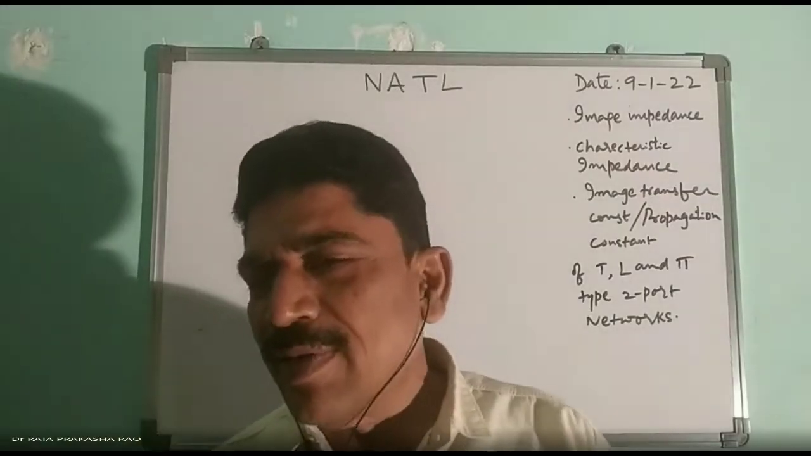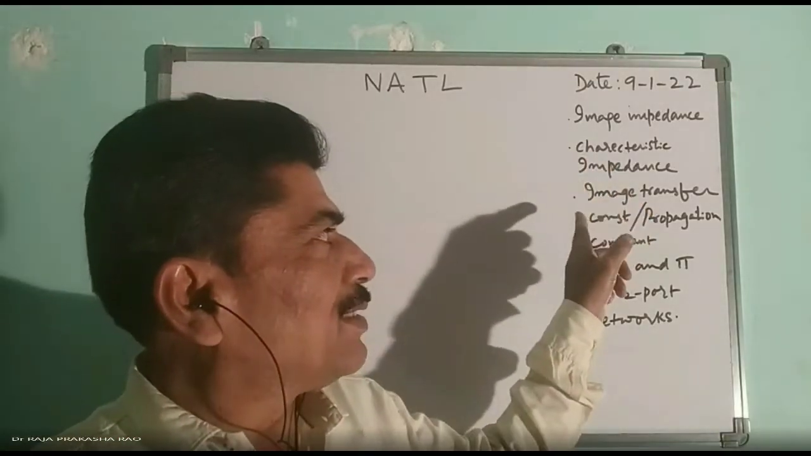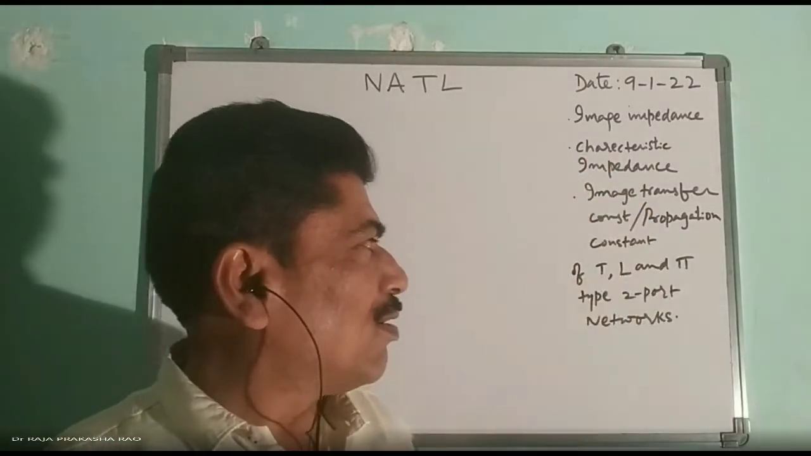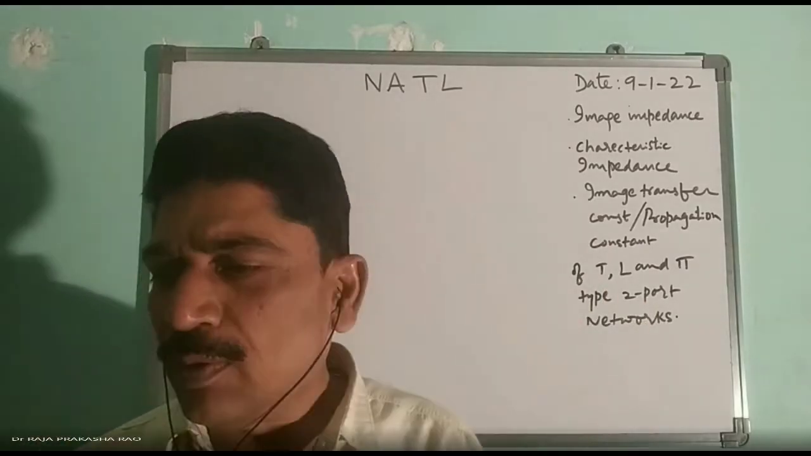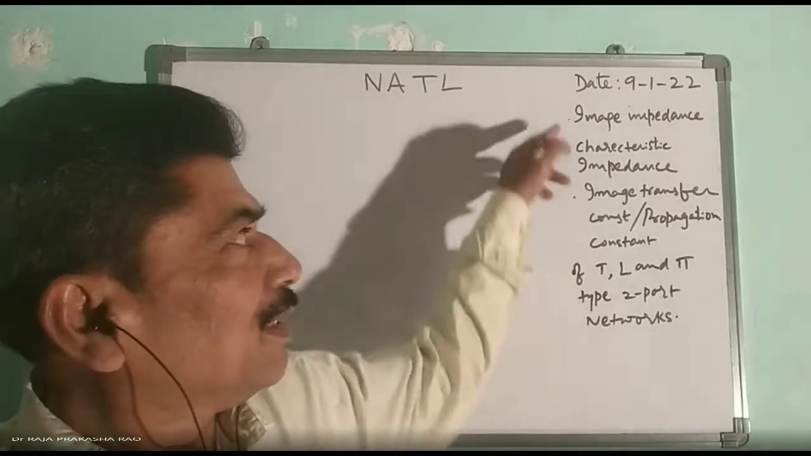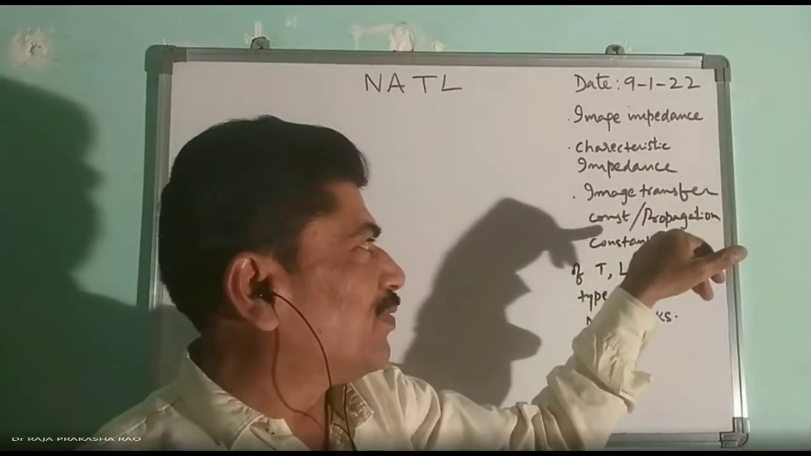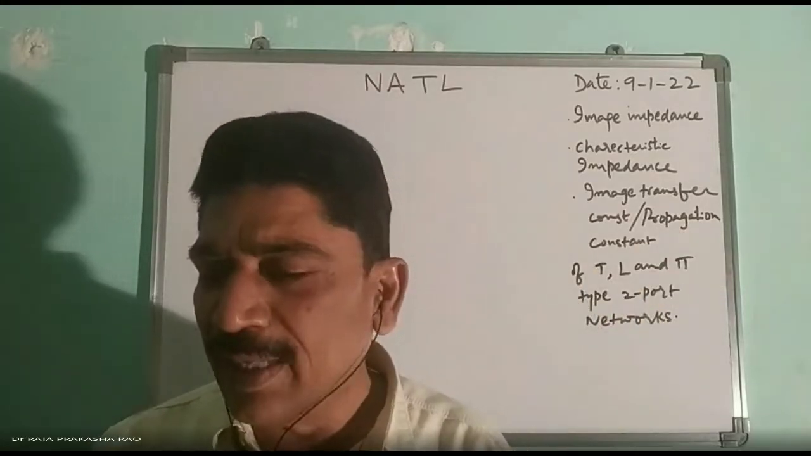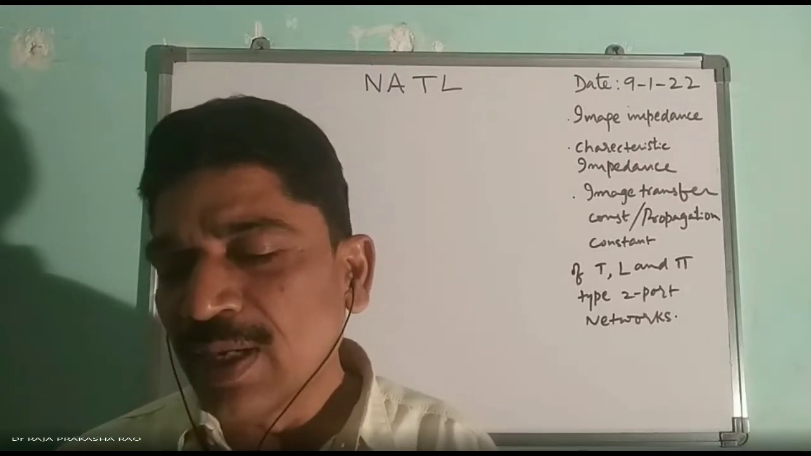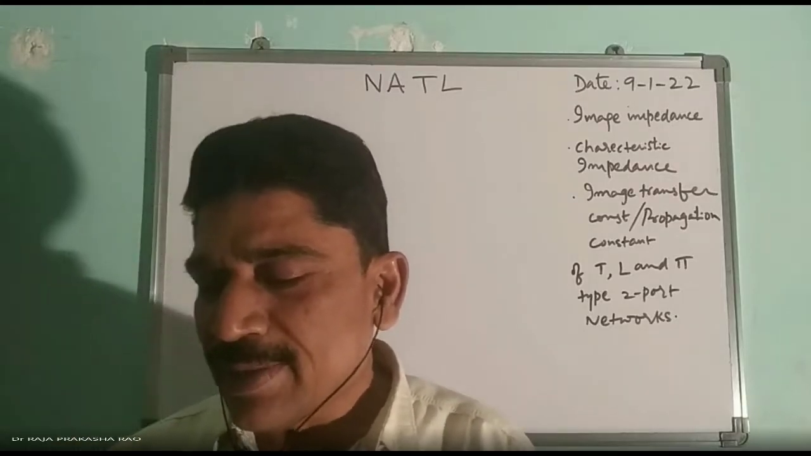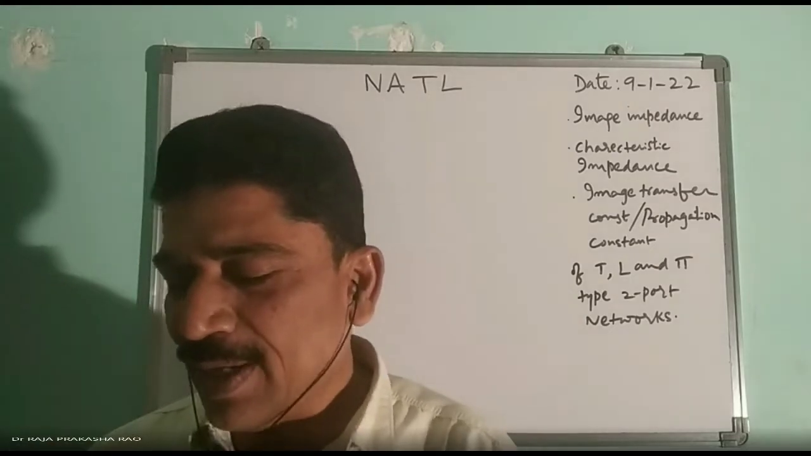In today's class, I will discuss image impedance, characteristic impedance, and image transfer constant or propagation constant of T, L, and pi type two port networks. I think you already have an idea about these. We have already derived and discussed these three points. In today's class, I will discuss the image impedance of the T type two port network first, and then we'll go further, if time permits.